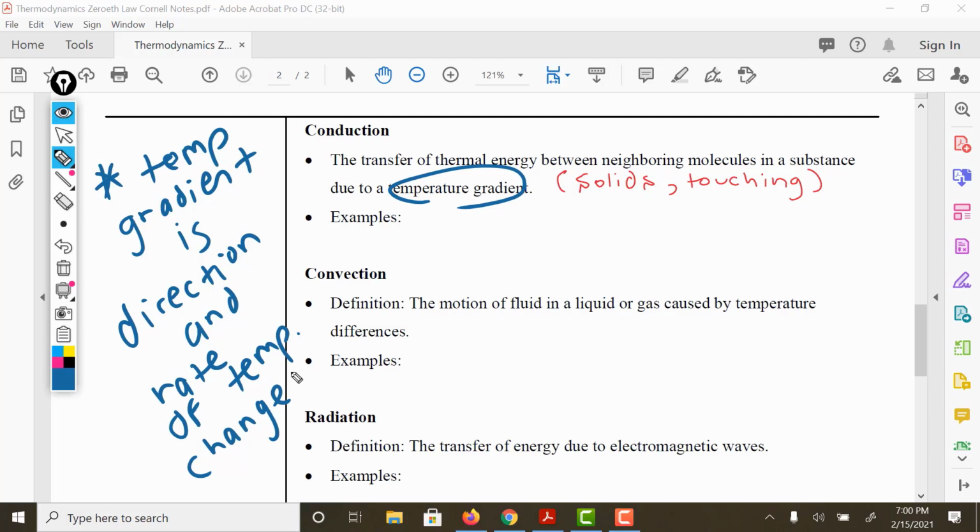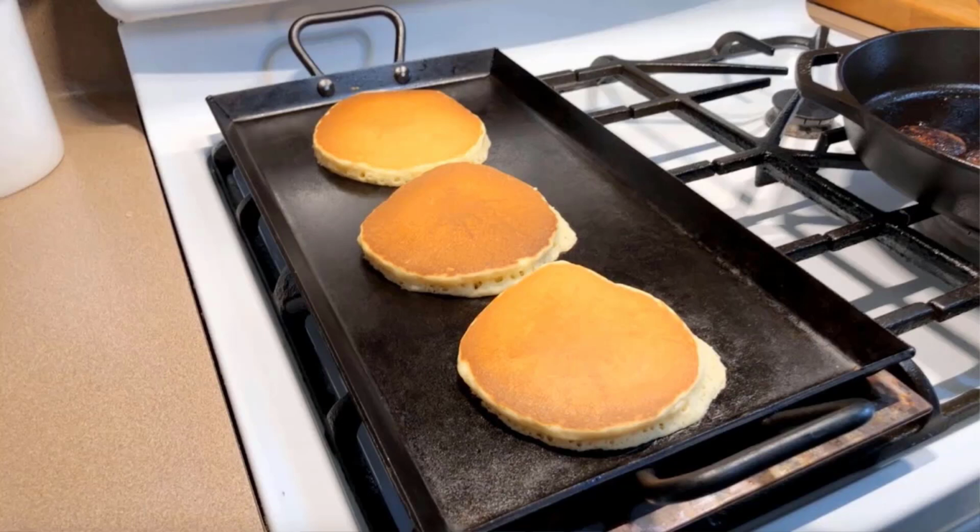Examples of this: pancakes on the griddle. So you have the pancake mix. You have a flat griddle. The flat griddle is hot, and so it's going to transfer some of that energy to the pancake mix, and in the process is going to cook the pancakes. We flip them over.